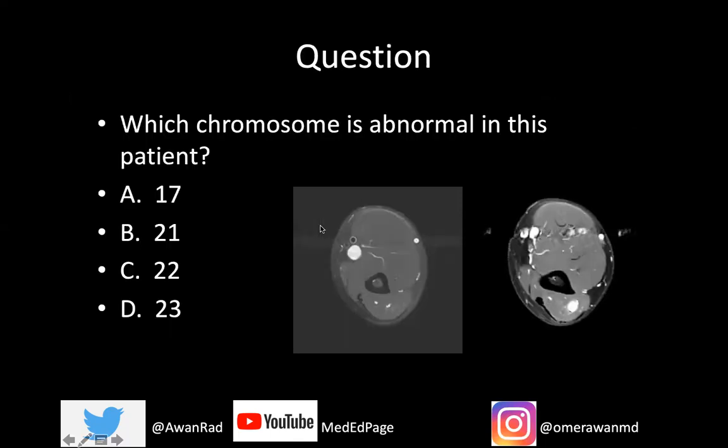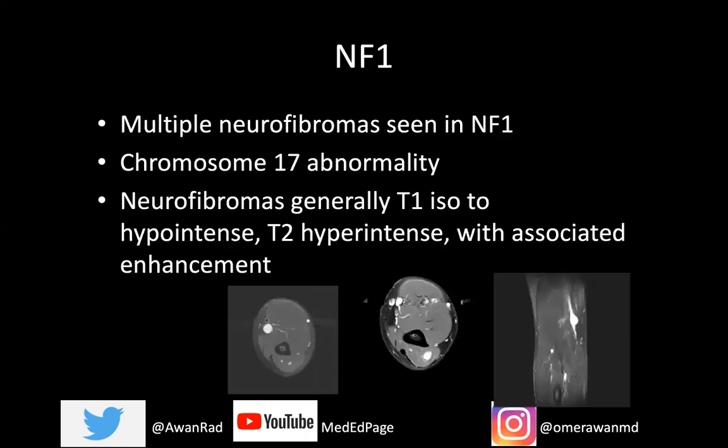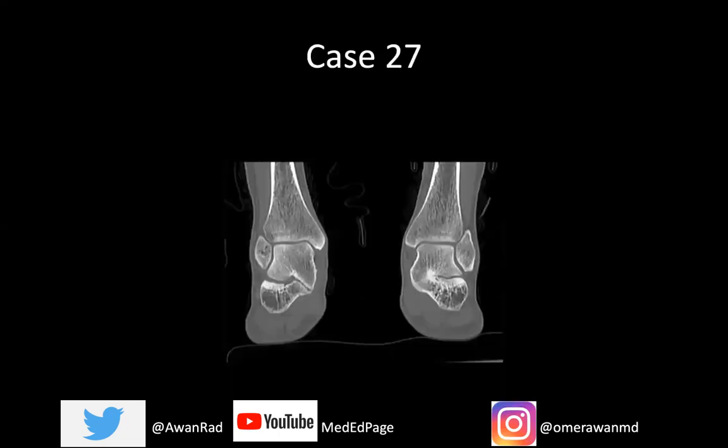These are multiple neurofibromas, right? When you have multiple neurofibromas, that's usually indicative of NF1. That would be in chromosome 17, right? So multiple neurofibromas are seen in NF1. That's chromosome 17. Neurofibromas are typically dark on T1, bright on T2, and they have avid enhancement on post-contrast imaging.